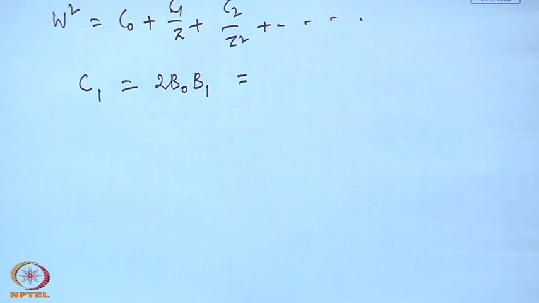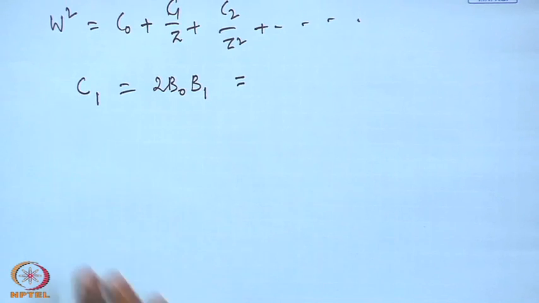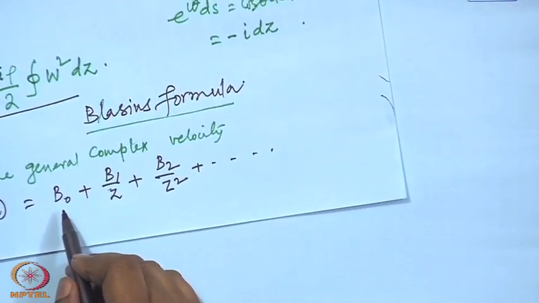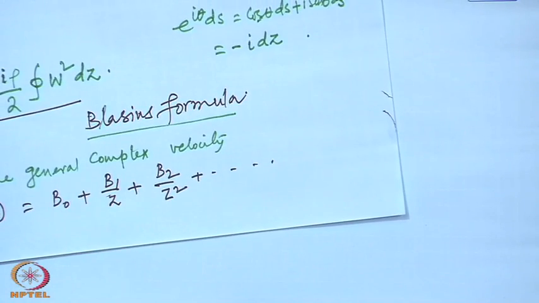B0 is what? Looking at this expression for complex velocity, B0 is the constant velocity present in the flow, which is q infinity e to the power minus I alpha. That is the only term which gives a constant velocity. And B1 multiplies 1 by z.